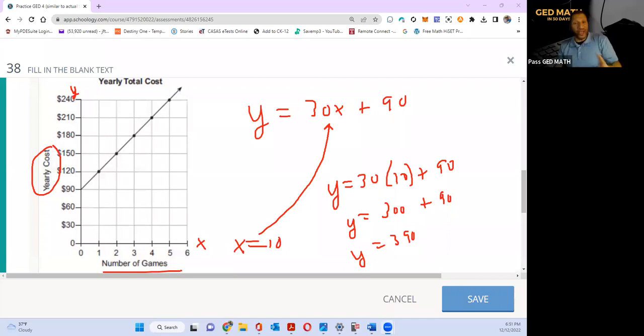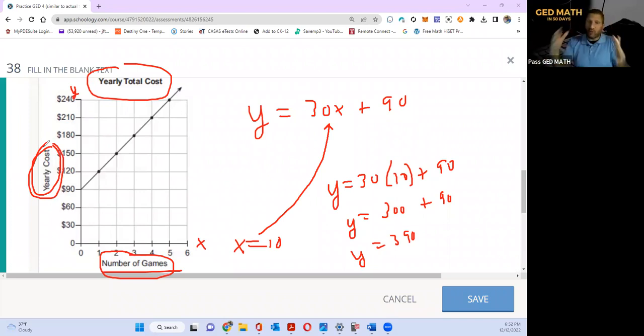This is how you read a graph. You have to make sure you look at the title of the graph. You have to make sure you look at the X-axis, and you have to make sure you look at the Y-axis. That's a lot of information. Always read the question first so you know what you're looking for. So when I read the question, I know I need the equation of the line, and I know I needed to find how much 10 games will cost.